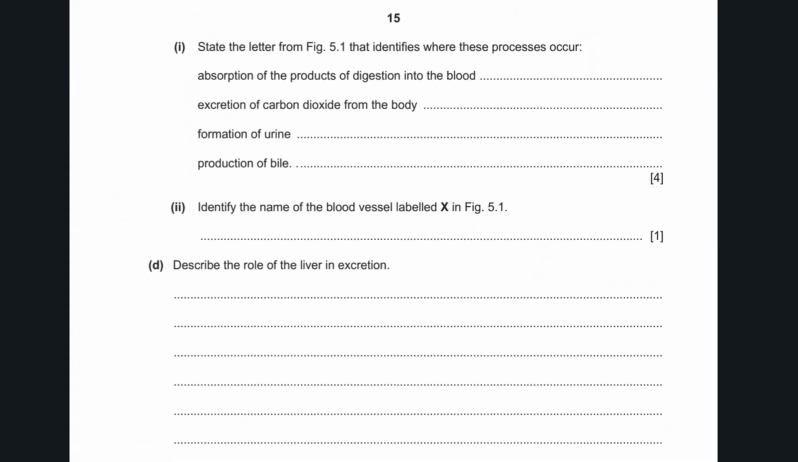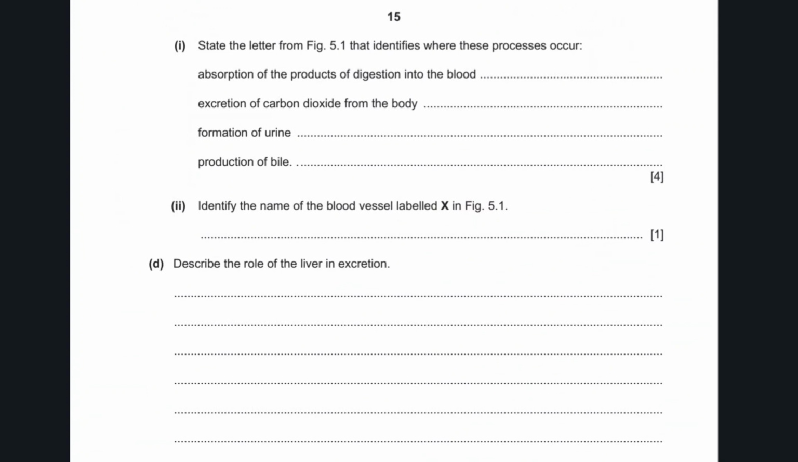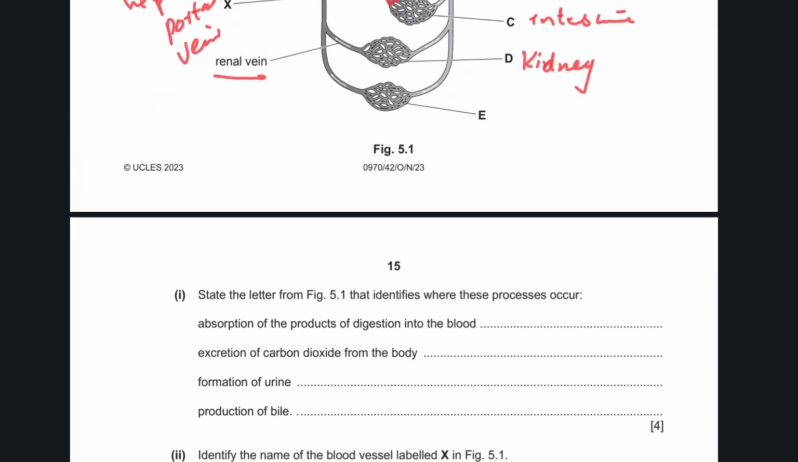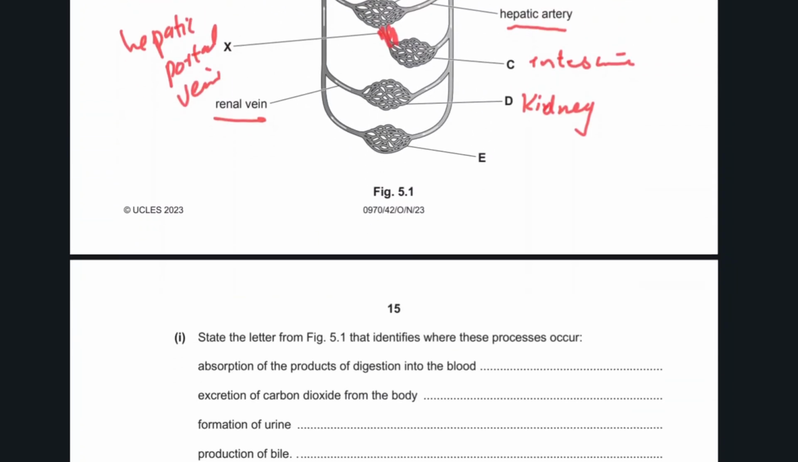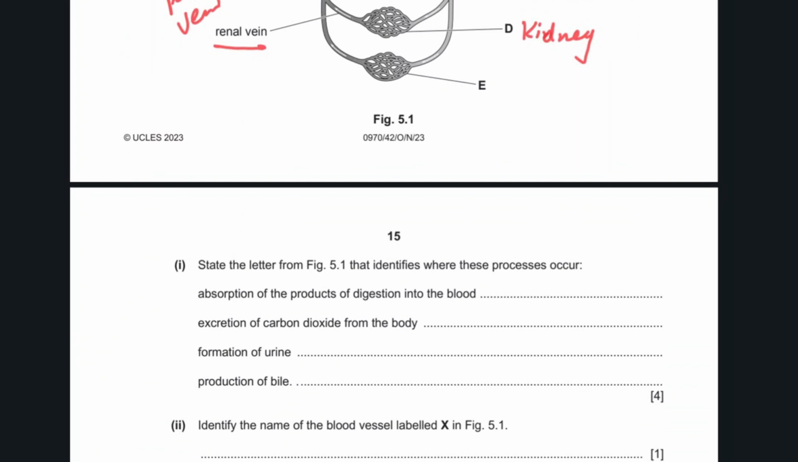So according to this, let's fill in the blanks. The absorption of product of digestion into the blood. Absorption is done in the C, right? Which is the intestine, small intestine.